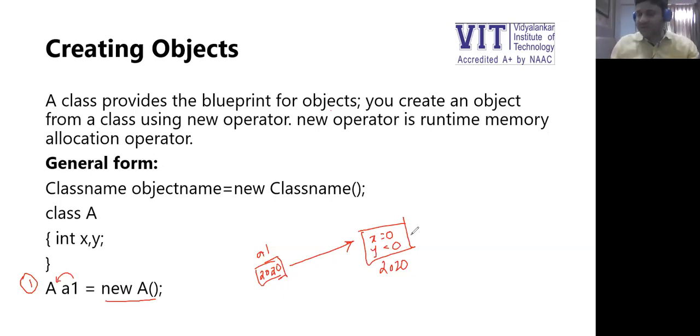There is a reference created, then there is a memory created. The memory address is assigned to the reference, like a pointer, but we call it a reference in Java. And then the object will get initialized. Remember, the object will get initialized with the default value of the data type of the data member. So here the data members X and Y, default value 0, will get initialized with 0. This is how the object is created.